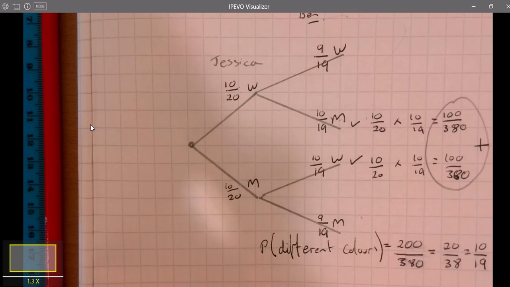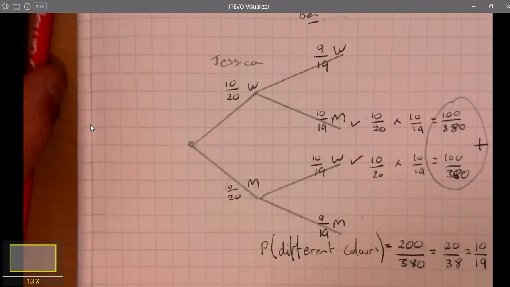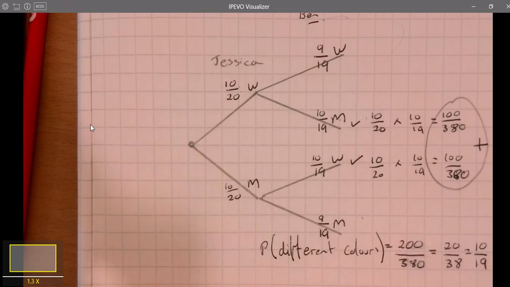Alright, so there you go. The probability that they get different colours is 10 over 19. So what's the probability that they get the same colour? That would have to be 9 over 19. Right then, I think we can have a go at doing some questions now.